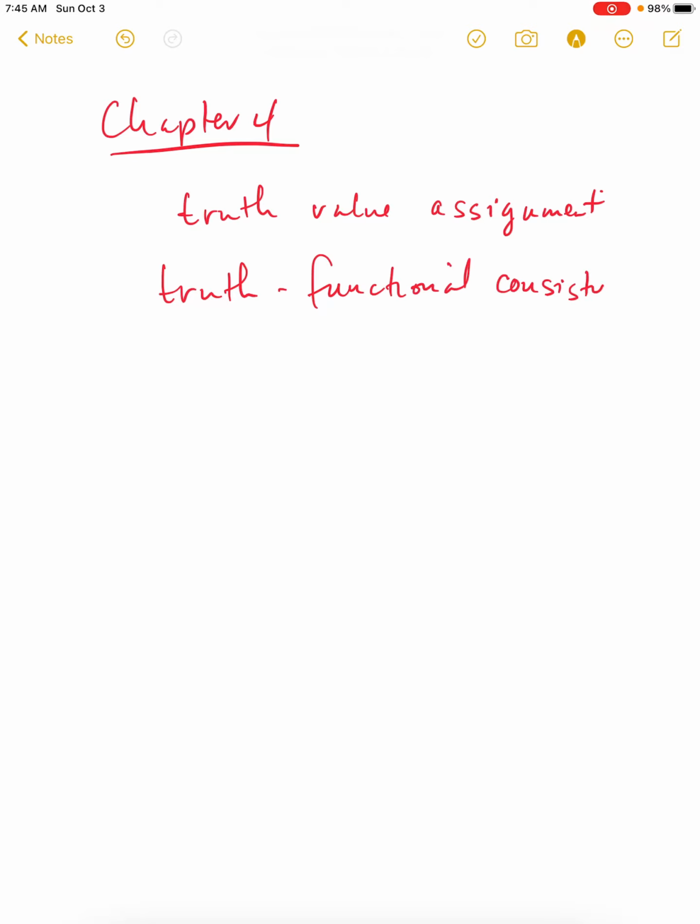That's what was done in section 3.6. We saw that all of the other truth functional properties can be explicated in terms of truth functional consistency. The method introduced in Chapter 4 relies on this fact. It relies on the fact that all of the semantic notions of truth functional logic can be defined in terms of truth functional consistency.